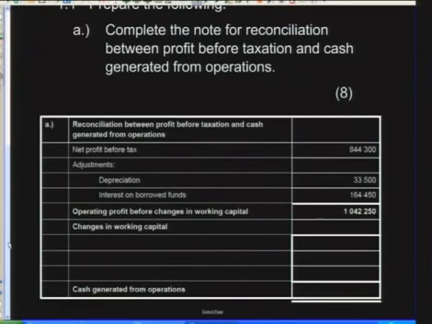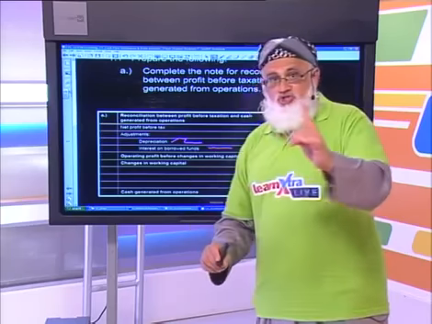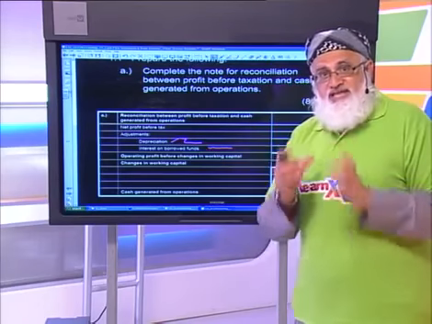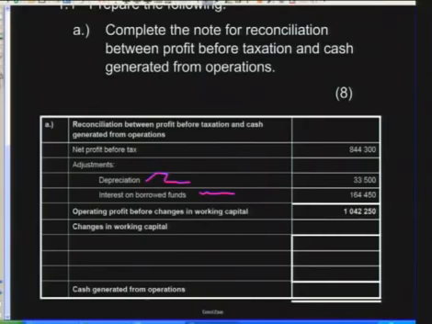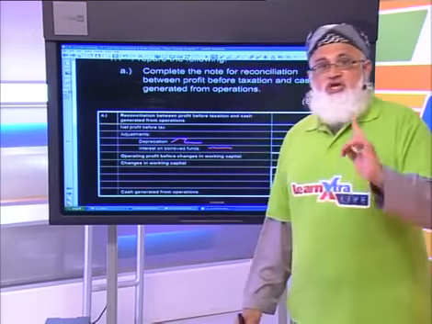I have to add back my adjustments, and in this particular instance, if you look at this question here, your depreciation is given to you, so the depreciation is a given figure, as well as my interest on borrowed funds, that's also a given figure. In this particular question, what the examiners have done is they've given you the total of your operating profit before changes in working capital. So that's a given. You were not expected to calculate that.